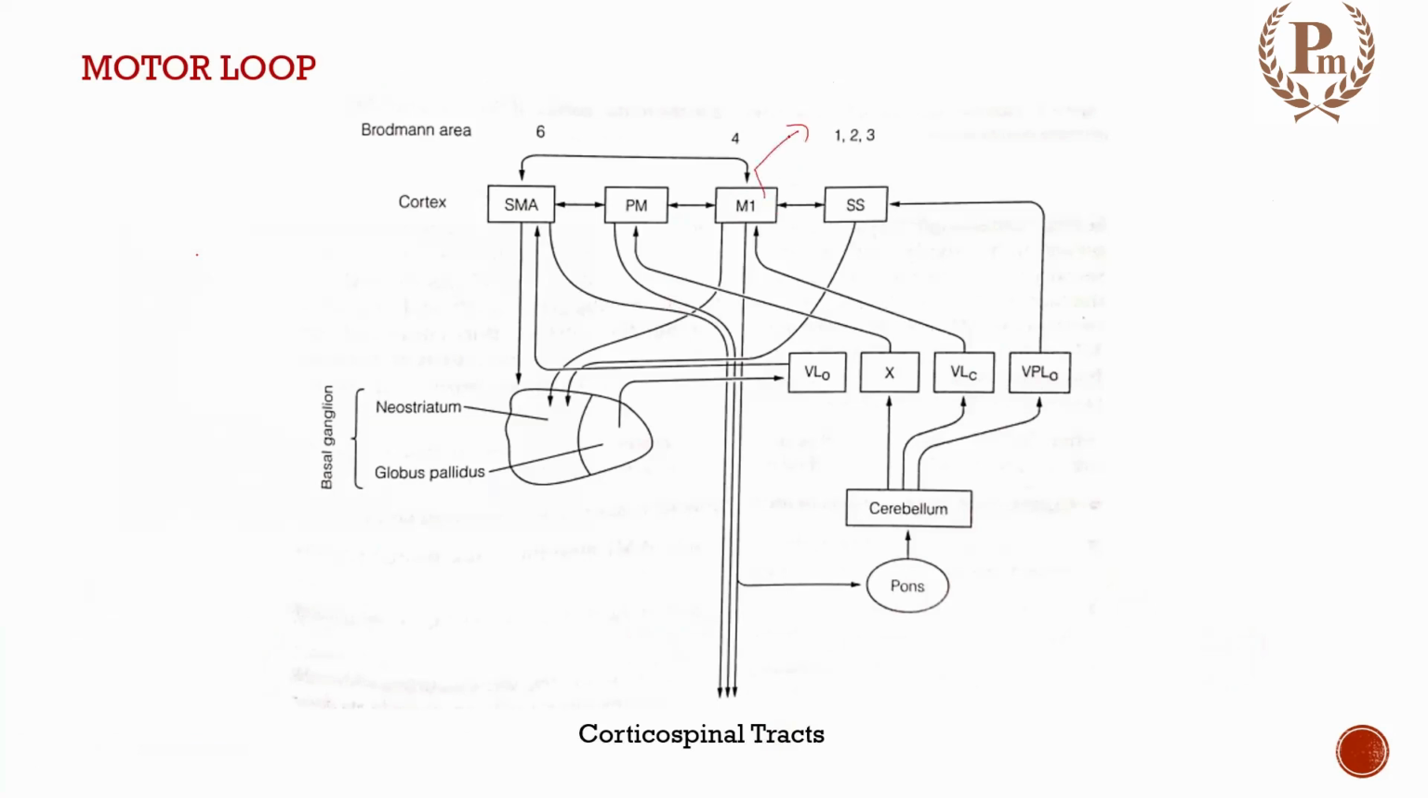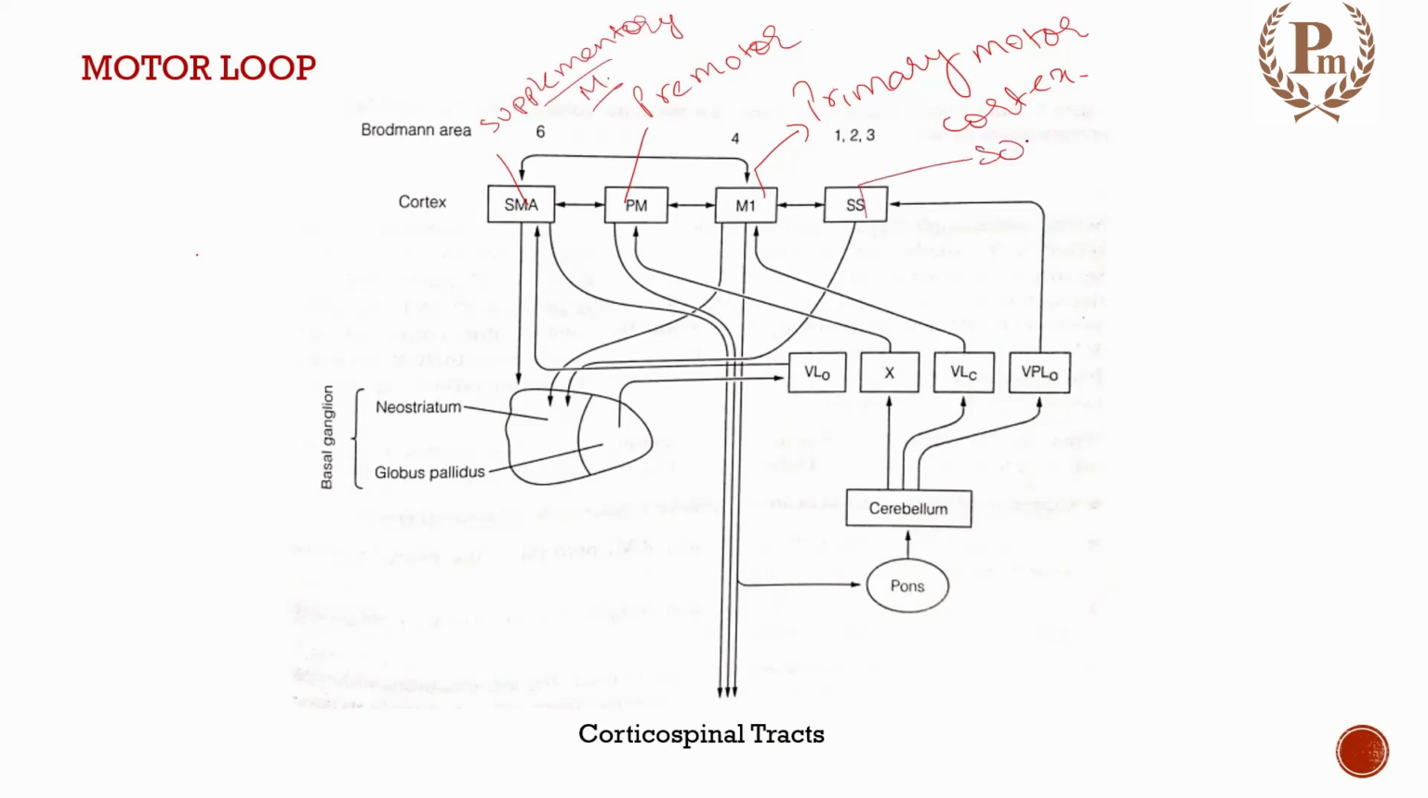M1 stands for primary motor cortex. This is the primary motor cortex. What is this PM? This is the premotor cortex. And what is this? This is my supplementary motor cortex, or supplementary motor areas, right? And SS stands for somatosensory cortex, right?